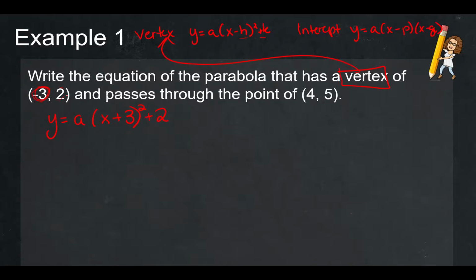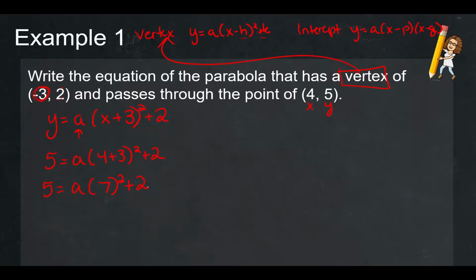Now that you've substituted your information in, you now have an ordered pair for x and y, because we need to find the stretch. We don't know what the a value is. So we're going to plug the 4 in for the x, the 5 in for the y. So I'm going to get 4 plus 3 squared plus 2. So I'm going to get 5 equals a(7) squared plus 2.